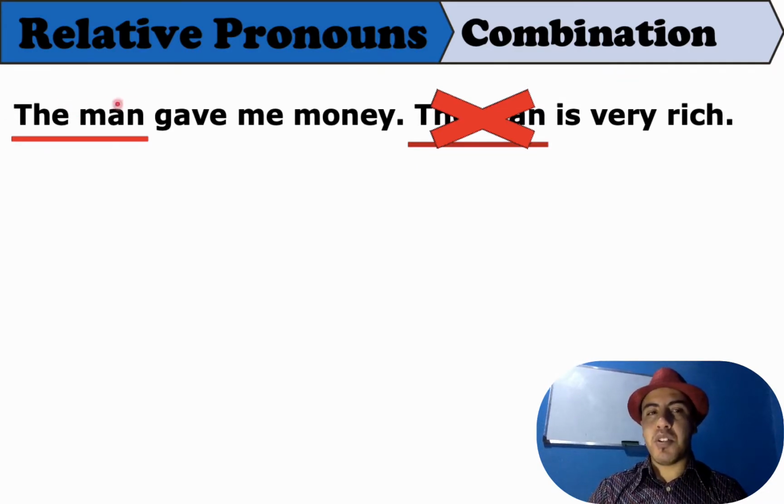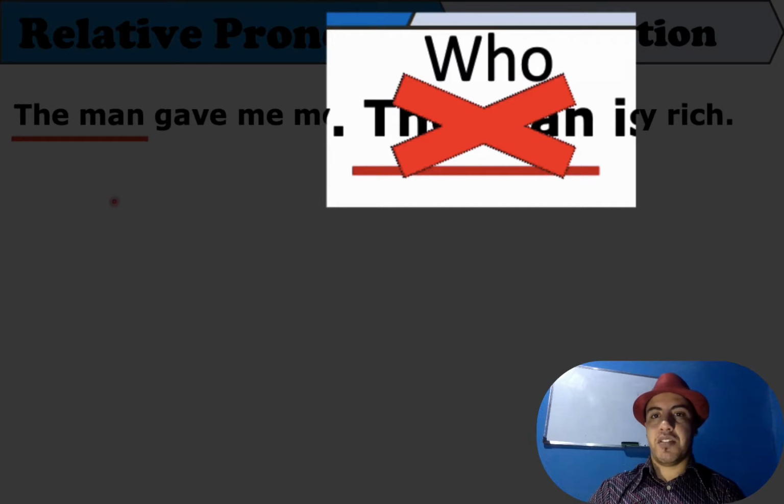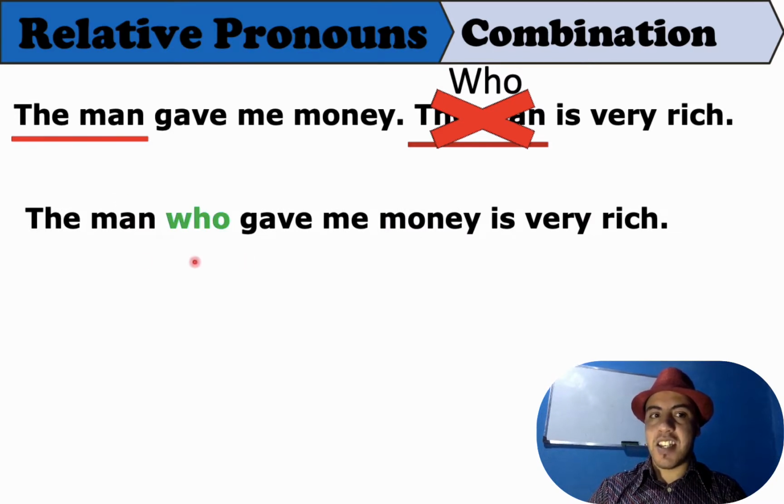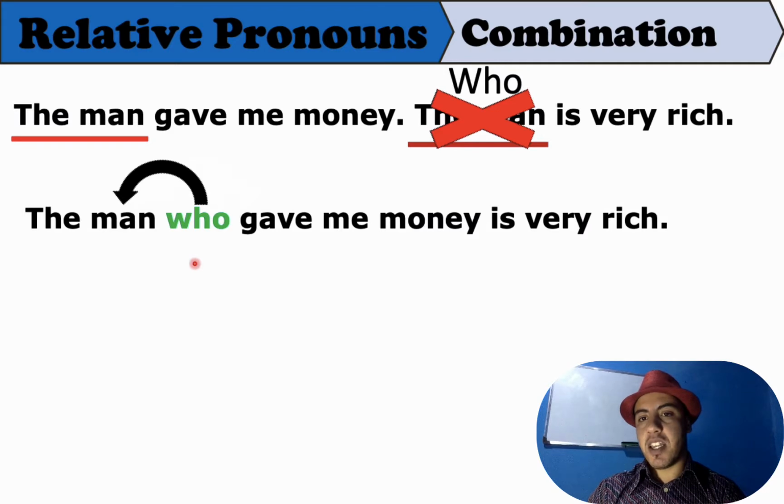Now look at the man. What is the man? Is it a person, or is it time, or place, or what? It is a person. Very good. So what is the relative pronoun that we use with a person? It is who. Very good. So now what is the sentence? The sentence is: the man who gave me money is very rich.